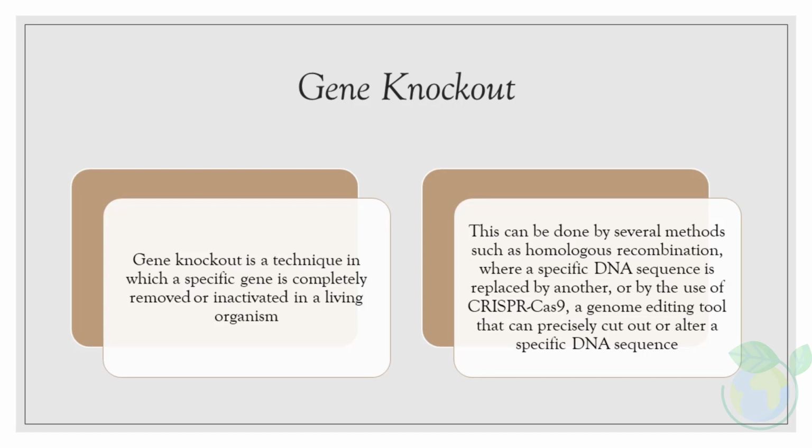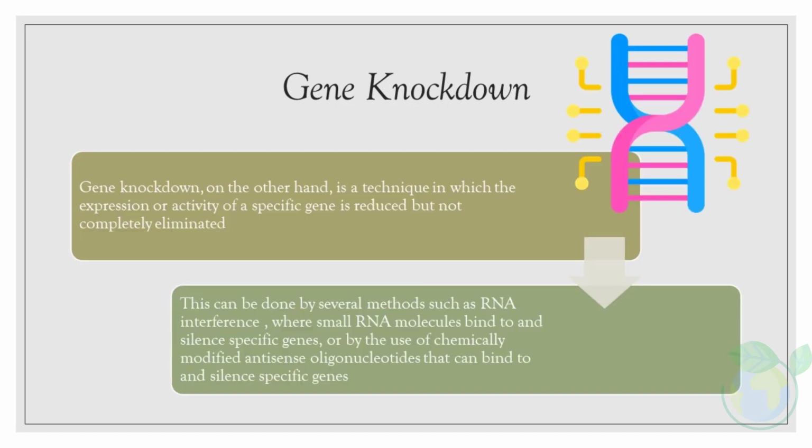DNA sequence. Gene knockdown. Gene knockdown, on the other hand, is a technique in which the expression or activity of a specific gene is reduced but not completely eliminated. This can be done by several methods such as RNA interference, RNAi, where small RNA molecules bind to and silence specific genes, or by the use of chemically modified antisense oligonucleotides, ASOs, that can bind to and silence specific genes.